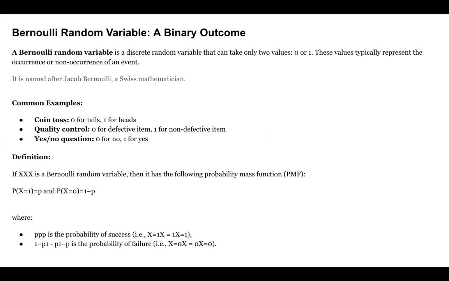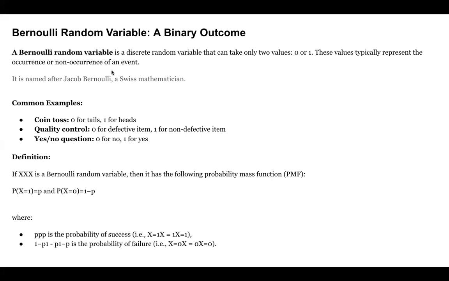So something like, this event has occurred or it has not occurred. Or let's say when you toss a coin, either you will get heads or tails, right? So if you assign some fixed values, 0 will be for tails, 1 will be for heads. In quality control, 0 for defective item, 1 for non-defective item. Or yes or no questions, whether you are above 18 or below 18.